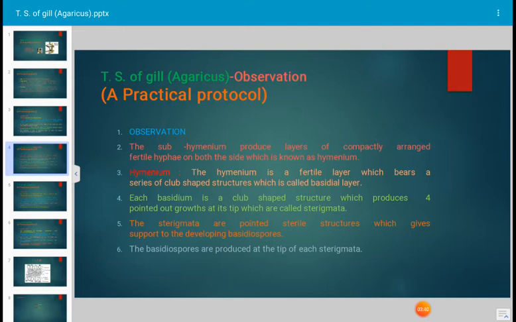And each basidium is a club-shaped structure which produces 4 pointed structures at its tip, and these pointed structures are known as sterigmata. The sterigmata are pointed and these are sterile structures that give mechanical support to the basidiospores. Basidiospores are produced at the tip of each sterigmata.